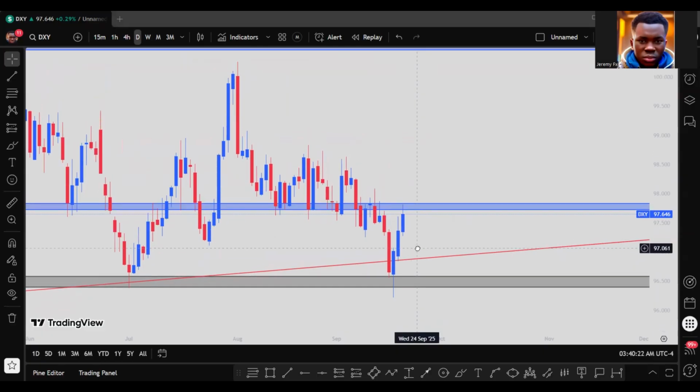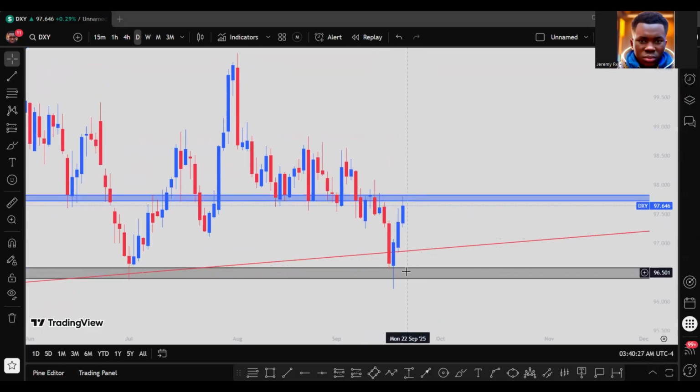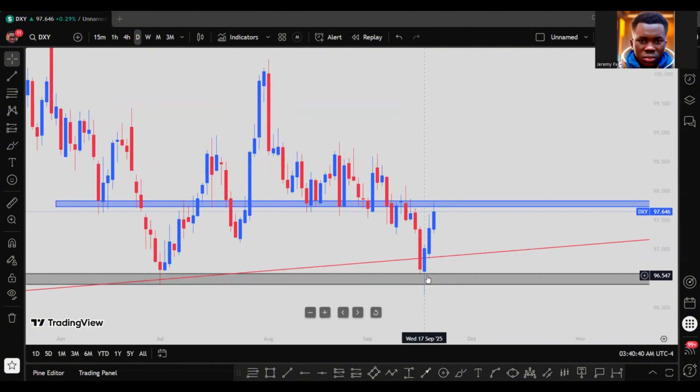But I'm favoring the upside because the trend of the market still remains bullish, looking at it on the monthly. Also, price got into the key level and also got into the trend line. So I'm looking at it from a bullish perspective. Price might just continue moving to the upside based on this key level here, and also based on this trend line here. Price might continue gaining strength to the upside.